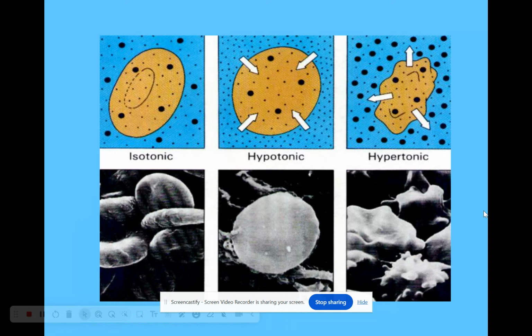But this here is just a real picture of blood cells and what will happen. So in the case of blood cells, they like to be in isotonic solution. So the amount of water in them equals the amount of water outside of them. You can see here in a hypotonic solution, the cell's going to swell. It's going to grow. Hypo, it will grow. And in the case of a hypertonic solution, the cell's going to shrink. That's in the case of animal cells.